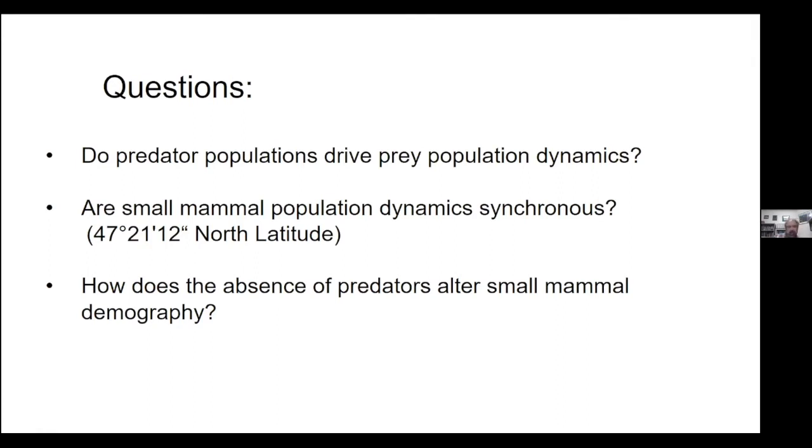And the Keweenaw falls right into this area at around 47 degrees. So this whole area of about 45 to 50 degrees north latitude, there's a paucity of information here to describe the synchronicity or asynchronicity that may be occurring. And how does the absence of predators alter small mammal demography?